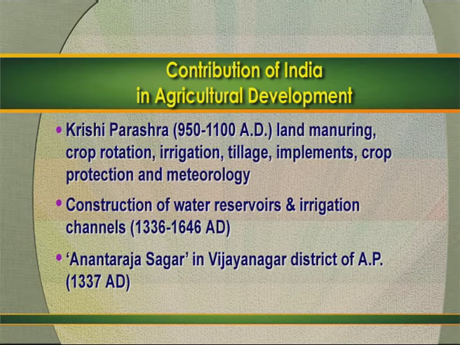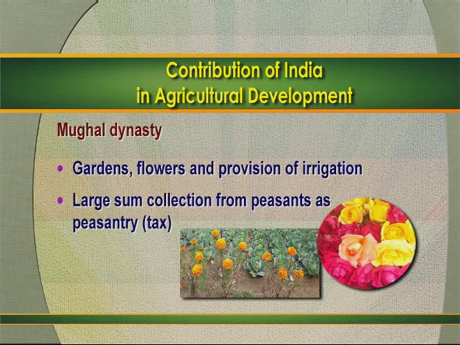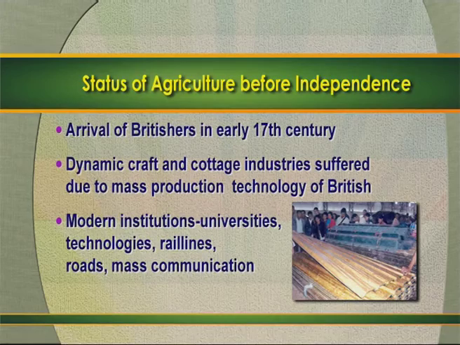The most important example for this is the Anant Raja Sagar in Vijayanagar district of Andhra Pradesh. Babur laid the foundation of the Mughal dynasty in India. In this period, several gardens, flower cultivation, and irrigation provisions were created. At that time, a large sum was collected from the peasants as peasantry tax.